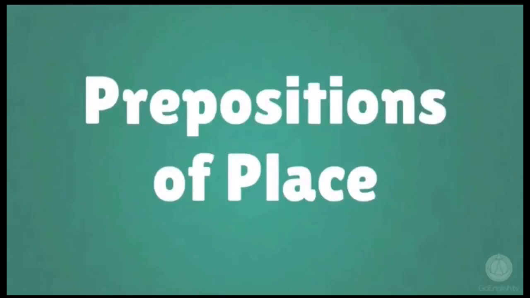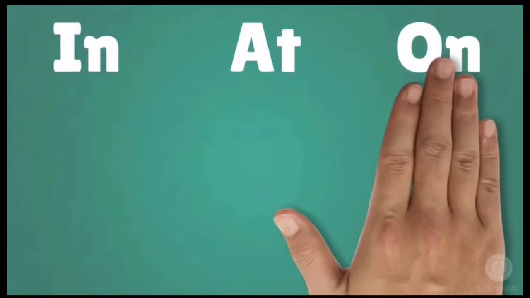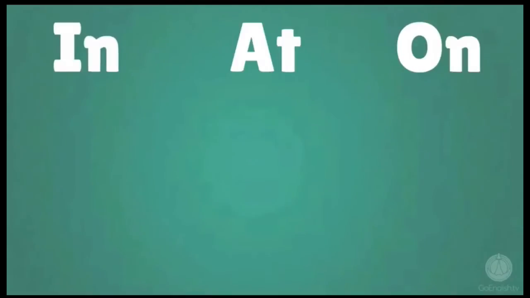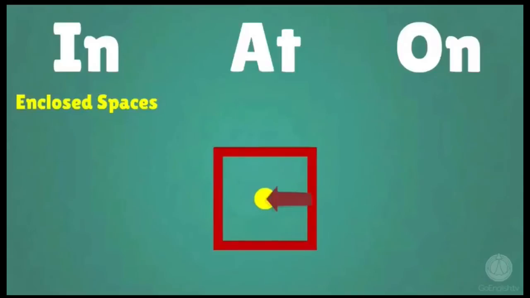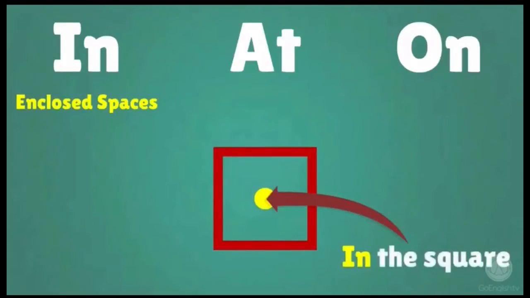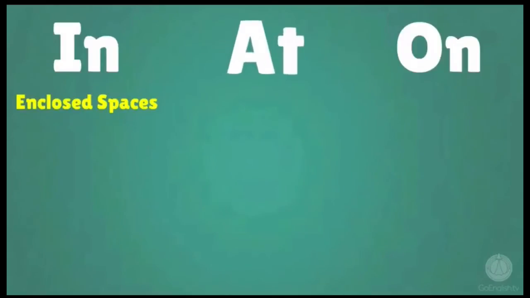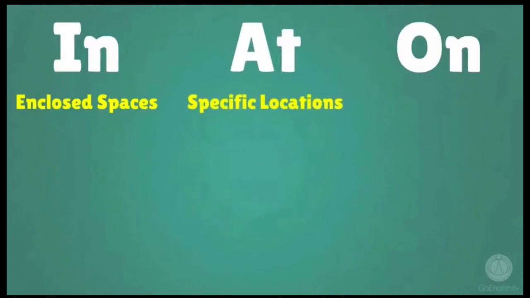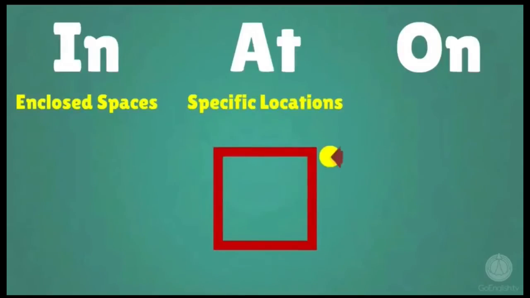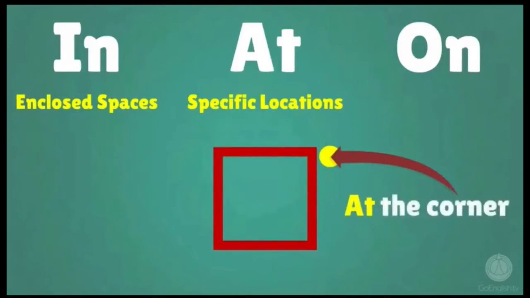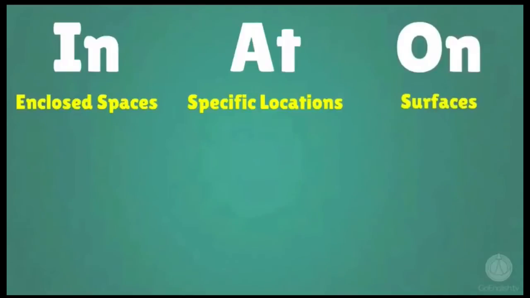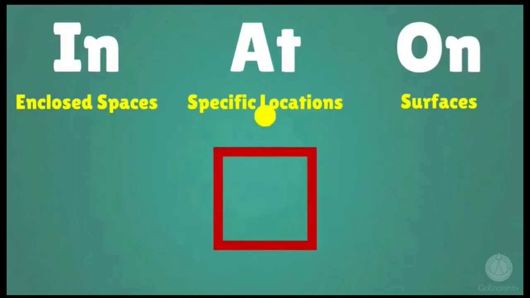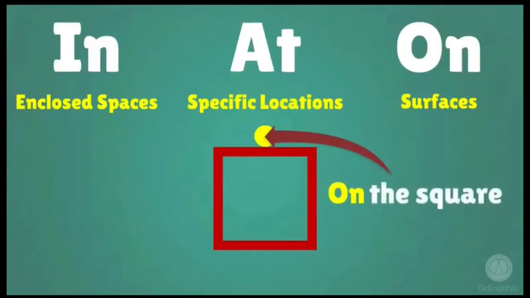Prepositions of place. In, at, on. In: enclosed spaces. In the square. At: specific locations. At the corner. On: surfaces. On the square.